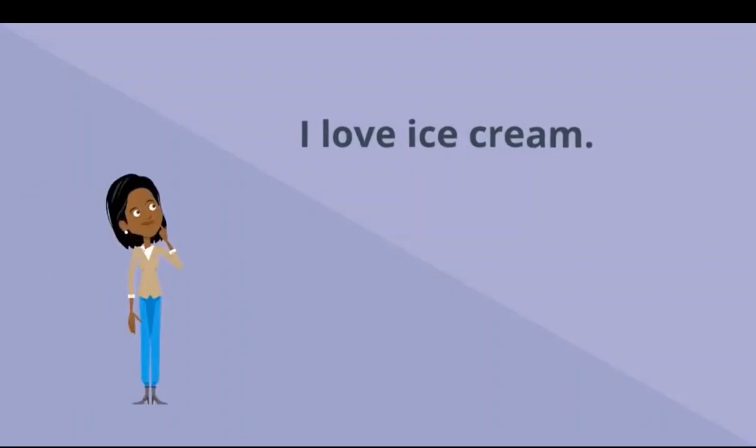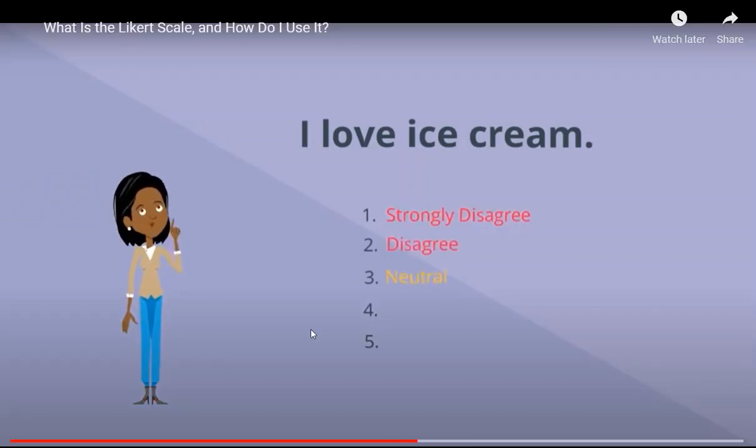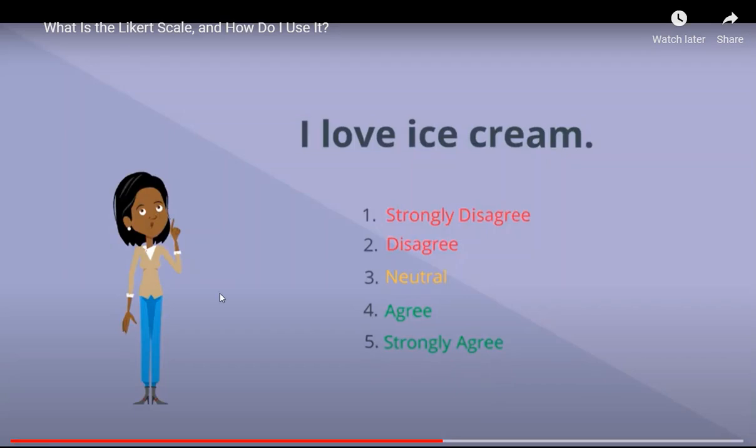So here's the statement: I love ice cream. They're going to ask you to rate how much you agree with it. So 1 is strongly disagree, 2 is disagree, 3 is neutral, 4 is agree. Oops, I want to go back. And 5 was strongly agree. So think about your answer to that, because I'm going to ask you. I love ice cream. Raise your hand if you strongly disagree.